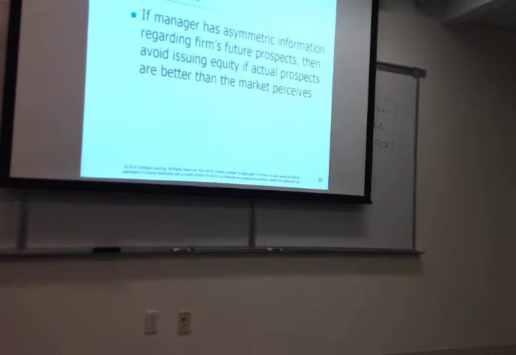Okay, we've talked about this in theory, but it turns out it's actually true in the real world. If a manager has asymmetric information regarding the firm's prospects, then avoid issuing equity if actual prospects are better than the market perceives. Someone sum that up for me? I'll give you a hint, this is not a trick question. I just want you to articulate what we've talked about throughout class. Just put this in your own words for us. The manager has asymmetric information, so you're going to need to explain that. You're going to need to explain why they should avoid issuing equity.